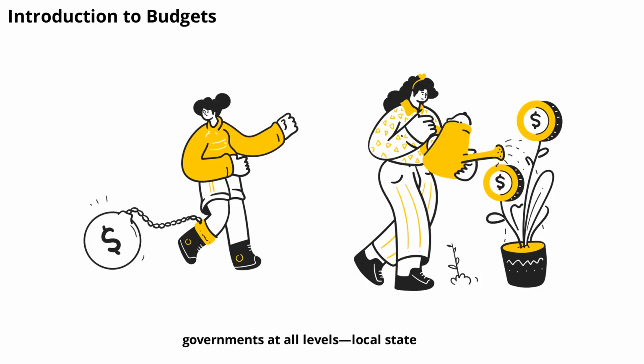Every year, governments at all levels, local, state, and national, create a detailed plan for how they'll collect and use public funds. This plan is called a budget. It's a crucial tool for managing resources, setting priorities, and ensuring that essential services like healthcare, education, and infrastructure are funded. In this video, we'll break down the basics of government budgets, explore how they're made, and see why they matter to every citizen. Let's get started by understanding what a government budget really is.